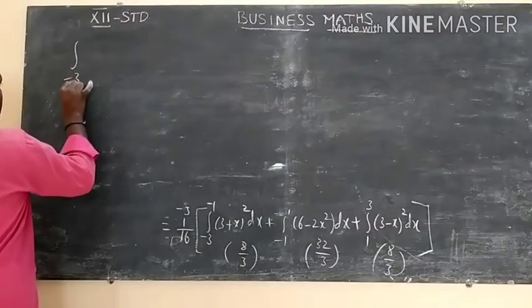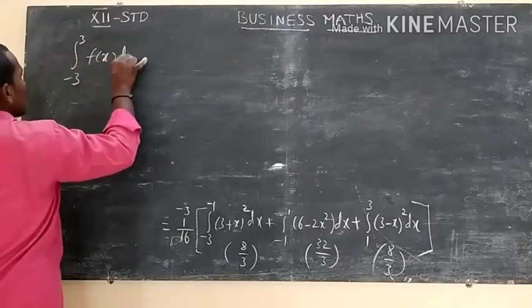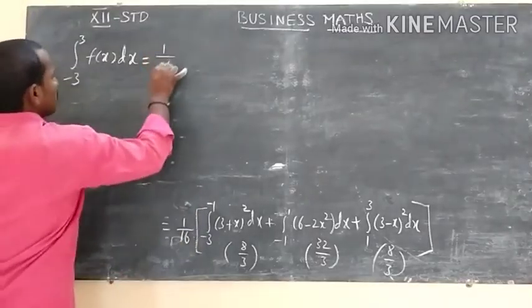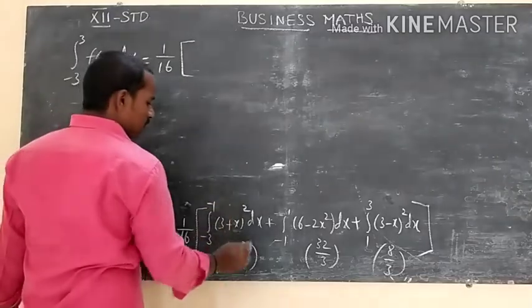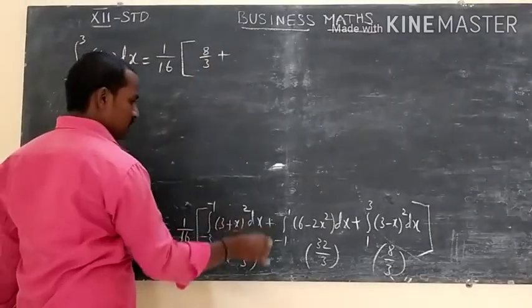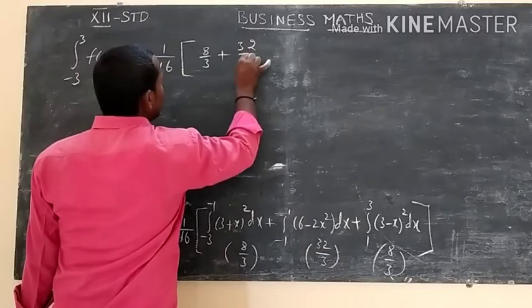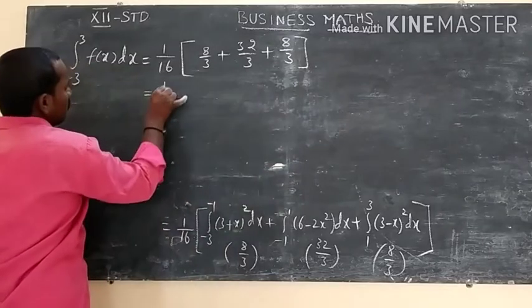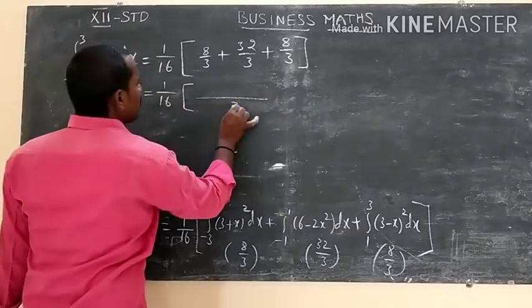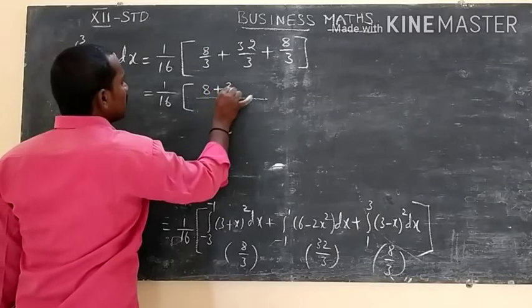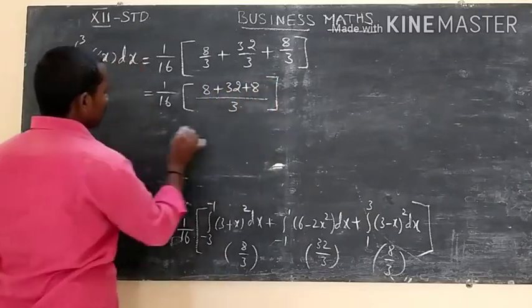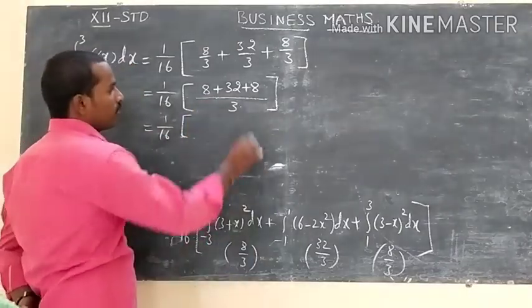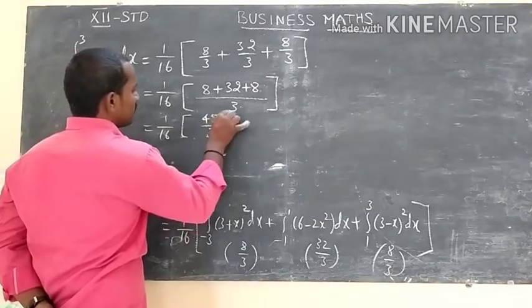Finally, integral minus 3 to plus 3 f of x into dx equal to this 1 by 16. Okay. Now 1 by 16 into the first integration value, 8 by 3, plus the second integration value, 32 divided by 3, plus the third integration value, 8 by 3. This is equal to 1 by 16 into, so 3 is the common factor, 8 plus 32 plus 8. 8 plus 32 is 40. 40 plus 8, 48 divided by 3.